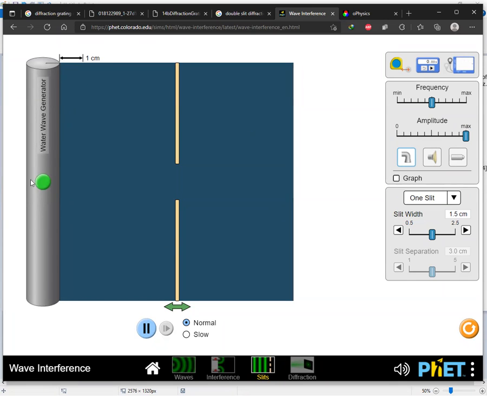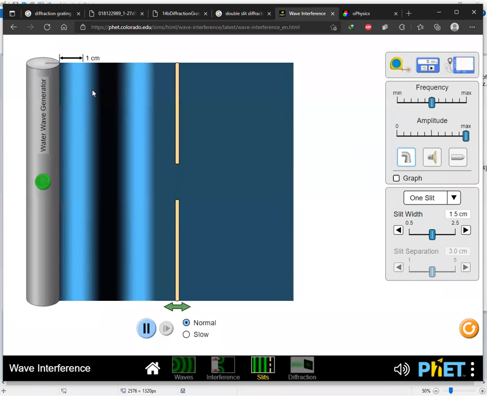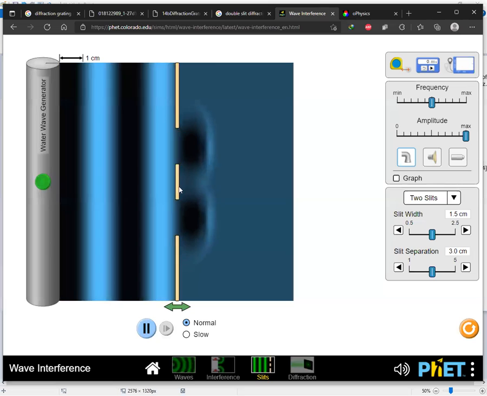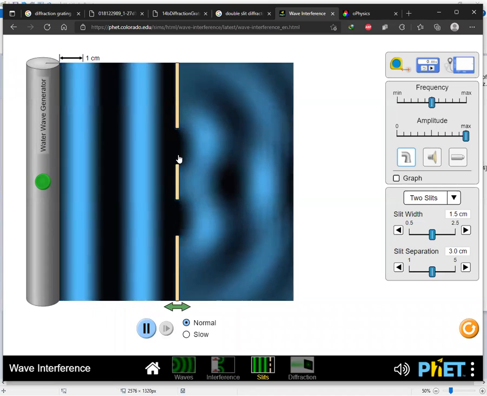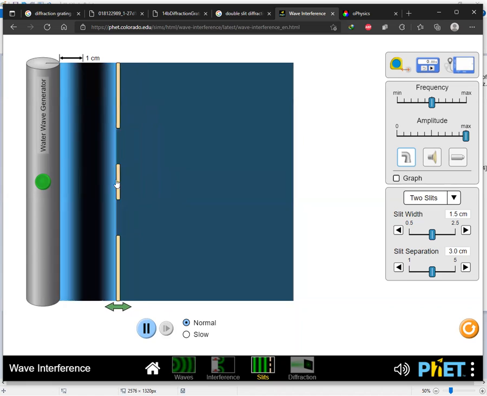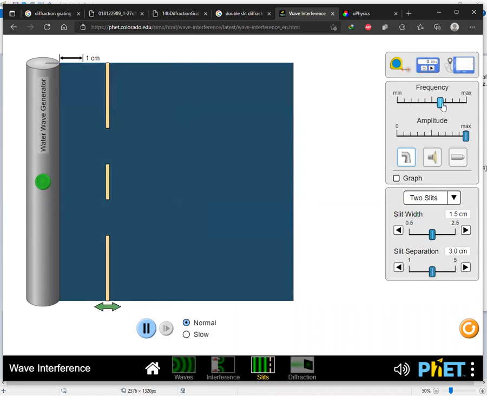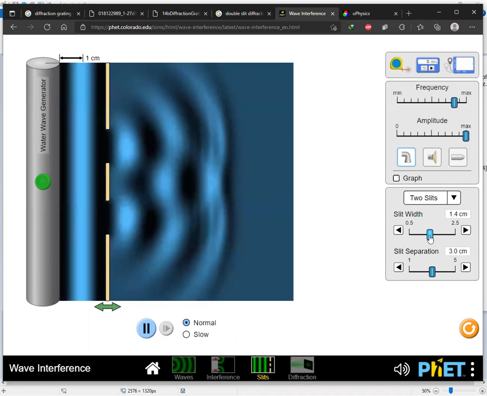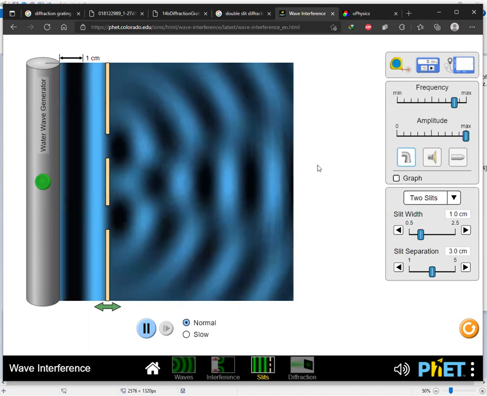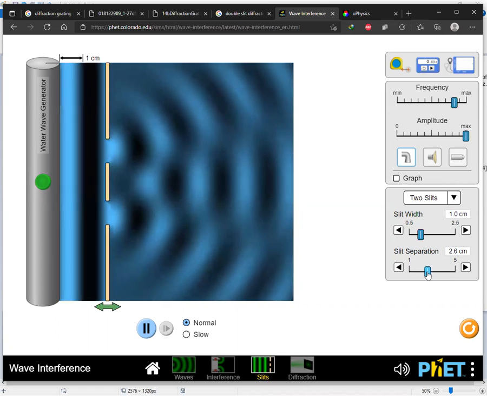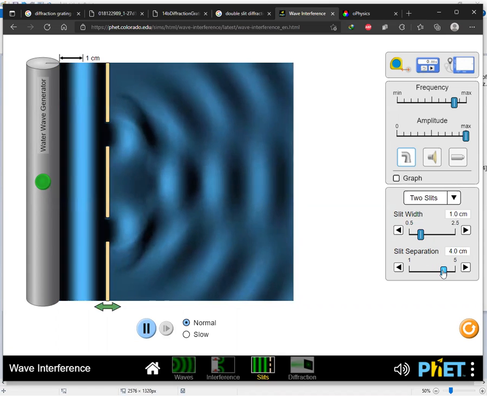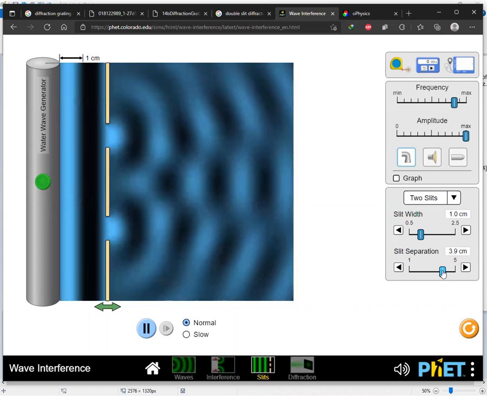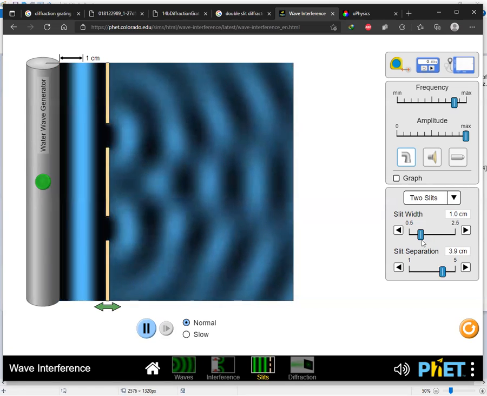Can we have two slits? We can have two slits, and we can increase the frequency. We can decrease the slit widths so that we can have a bit more circular wave, and we can have a slit separation that is slightly bigger. Okay, let's achieve a stable state.